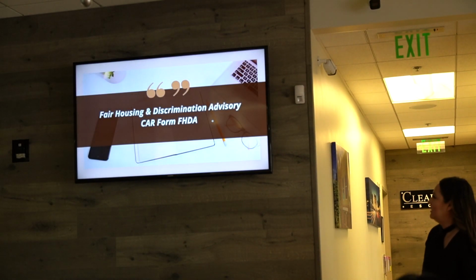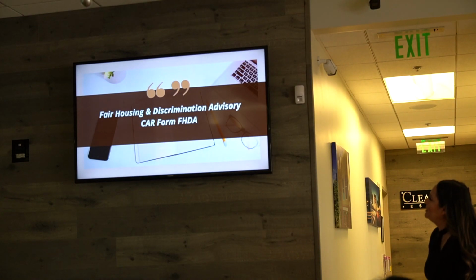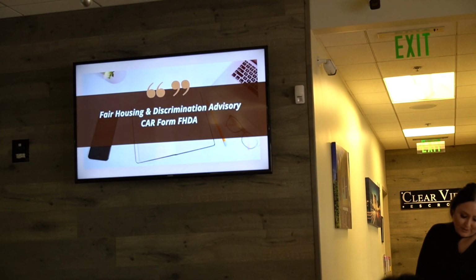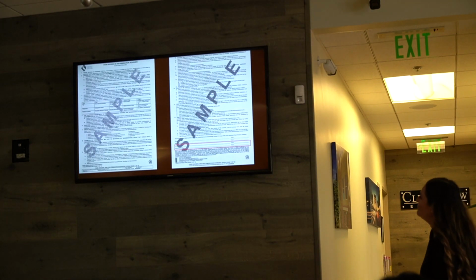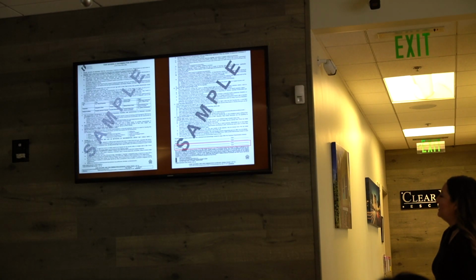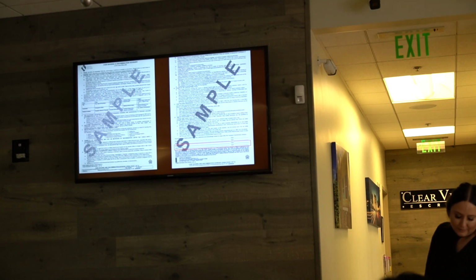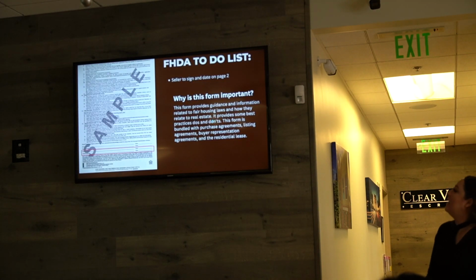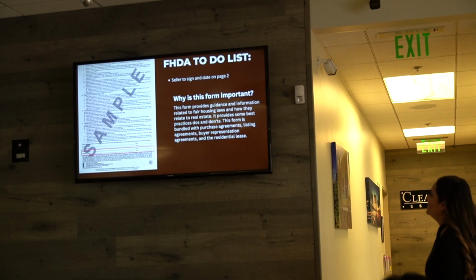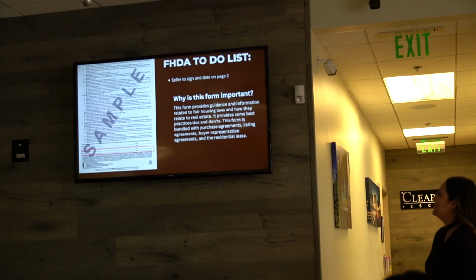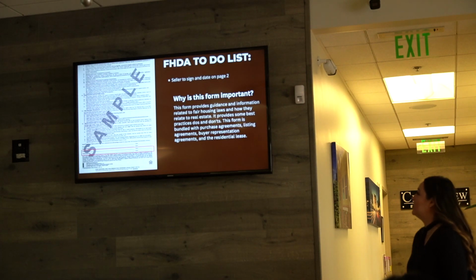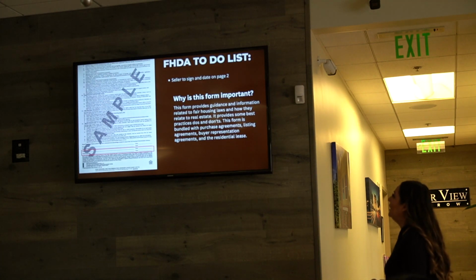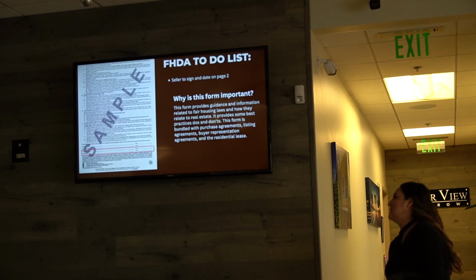The second page is points, so I didn't include it. Your Fair Housing and Discrimination Advisory, also known as your FHDA. This is what it looks like here. It's a 2-page document. This one's fairly new. It kind of just got tacked on in the last couple of years. Why is this form important? It provides guidance and information related to fair housing laws and best practices that your clients and you as an agent should look out for. And who signs it? Just your seller. The seller signs it and dates it on page 2.